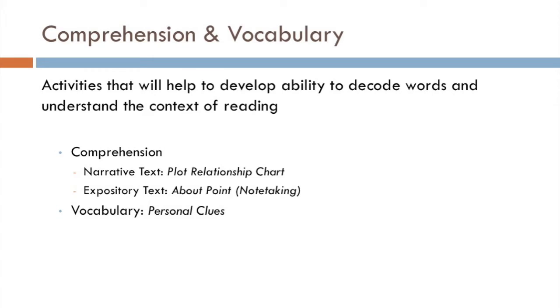Comprehension and vocabulary strategies work hand in hand to increase understanding. The plot relationship chart is a strategy that helps students understand and summarize stories. About Point and About Point note-taking help readers understand informational text in subjects like science and social studies. Personal clues can be used to learn vocabulary in both stories and informational text.